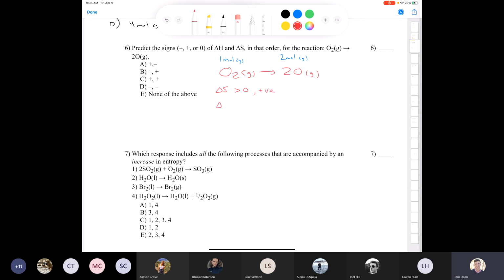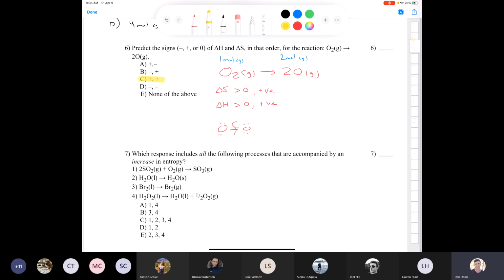What about my delta H? Well, from General Chemistry 1, you know that O2 has a Lewis structure that looks like this, right? There is a bond that has to be broken in order to make 2 separate oxygen atoms. And therefore, we're going to have to put energy into the system. We're going to have to put heat into it. So my delta H is also going to be a positive number. I have to put energy into both of those. And so the answer is C.